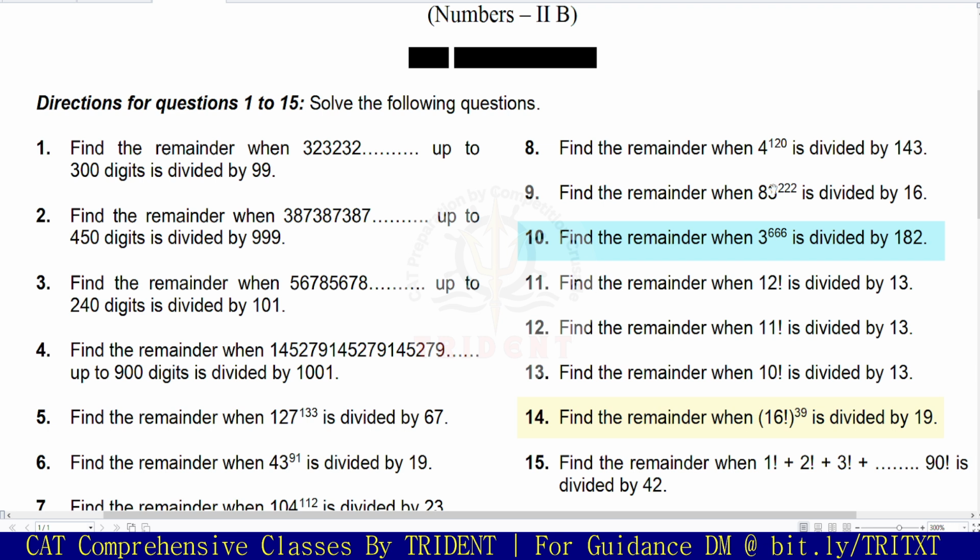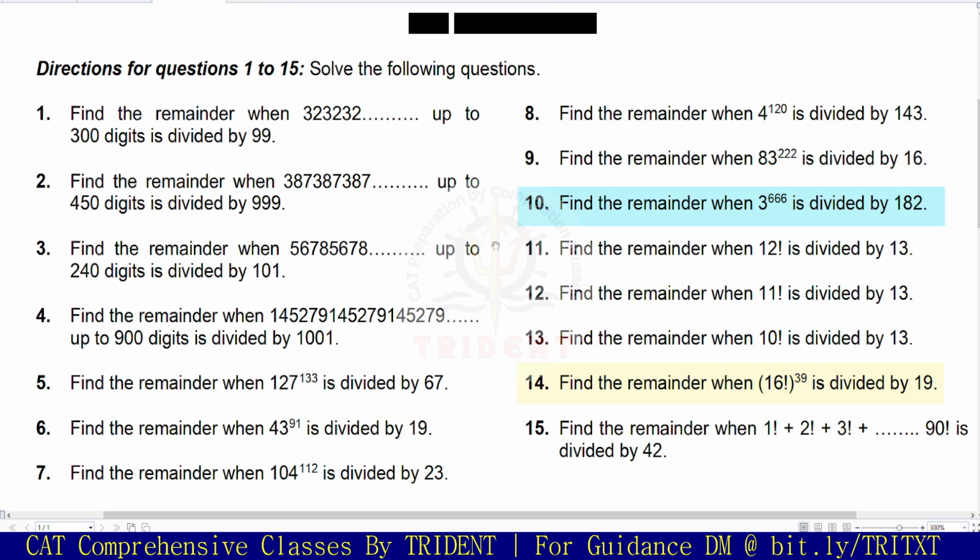I think we had solved all the way till question number 8, if I'm not mistaken. Yeah, so we have solved till question number 8. Now we need to solve the rest of the questions, so let's do. Again, question number 9 is also an application of the same Euler's remainder theorem.